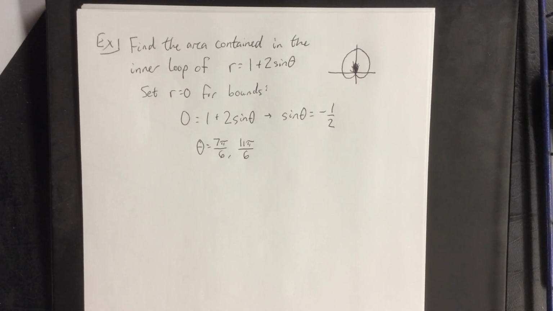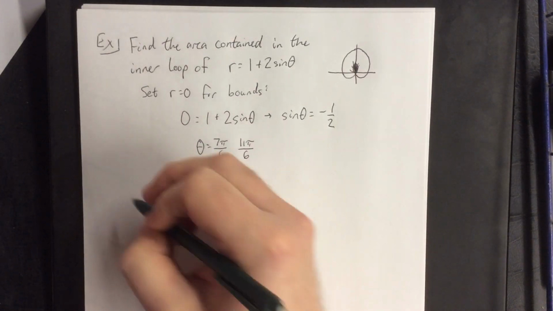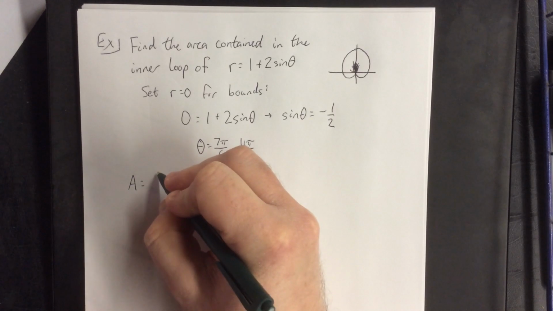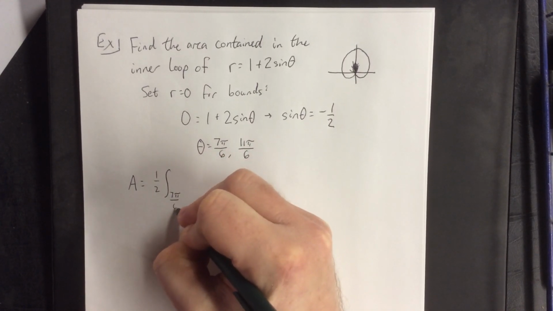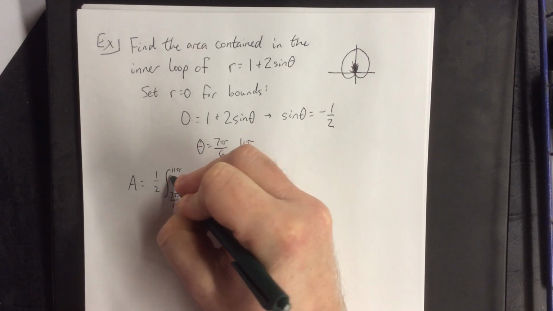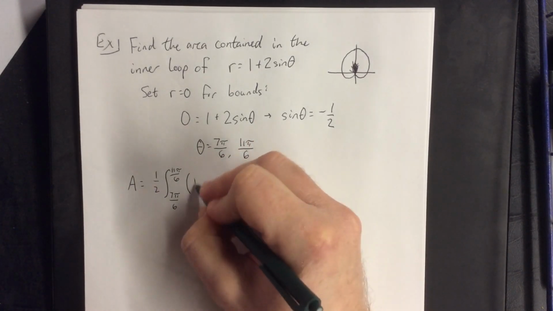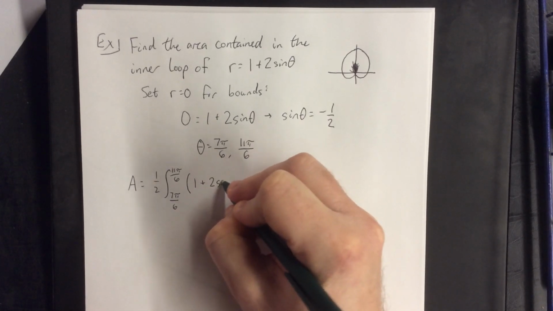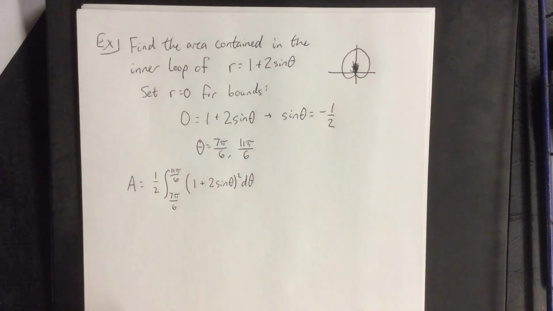So, with those things in mind, the limits of integration for this are going to go from 7 pi over 6 to 11 pi over 6. Same formula as what we just used on the previous problem. So 1/2 times r squared, this will be 1 plus 2 times the sine of theta, quantity squared d theta.